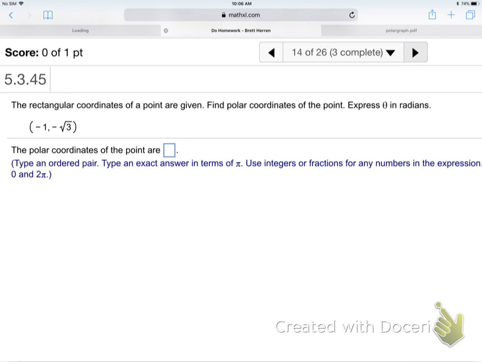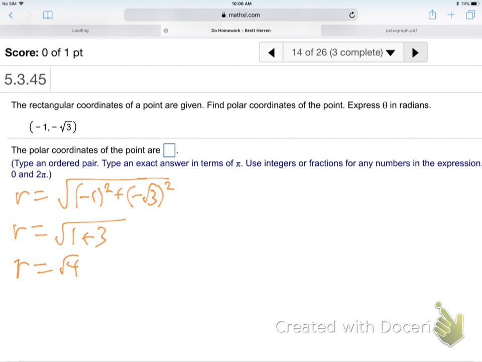So the r part's easy, huh? R is the square root of x squared plus y squared. 1 plus 3, so r squared is 4. R is just 2. Did you get r okay? That's the easy part. Now do the theta, which is the inverse tangent. Make both those positive and get a reference angle.